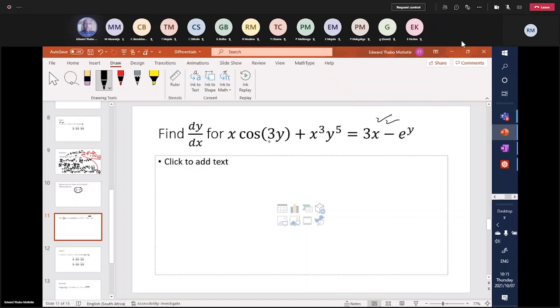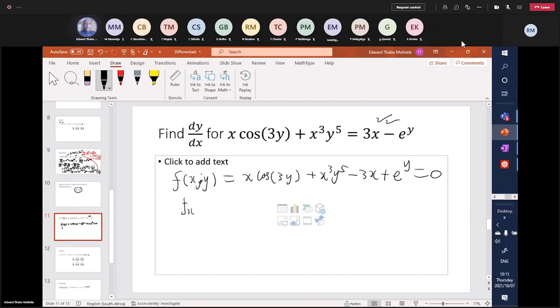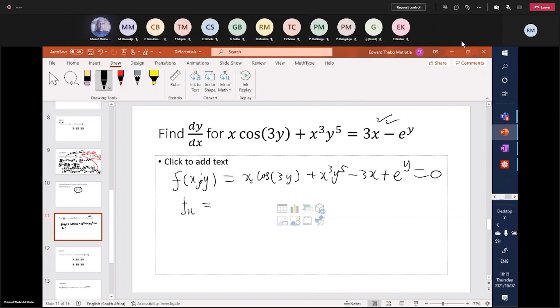So here, the first thing you must do is write this function in this form. f equals x cos 3y plus x to the power 3, y to the power 5 minus 3x plus e to the power y equals 0. That's the first step. Now we differentiate f partially with respect to x. So what do we get?